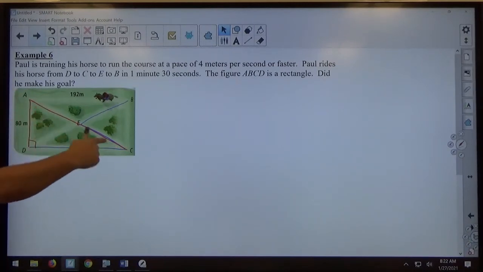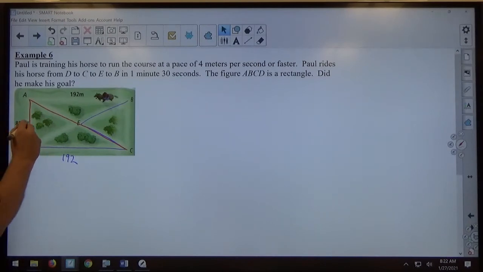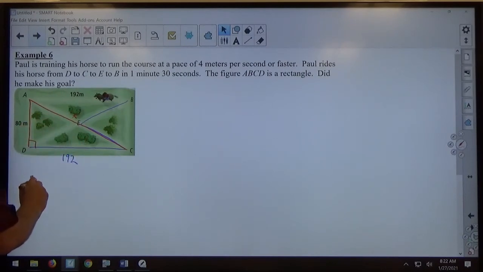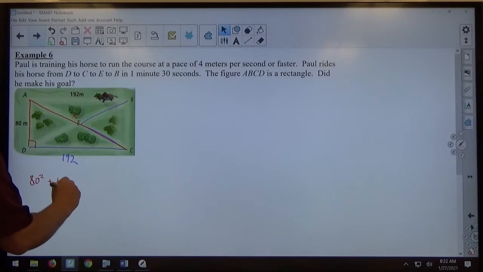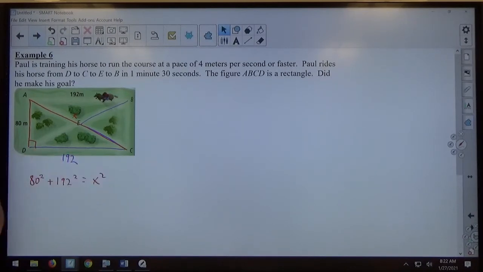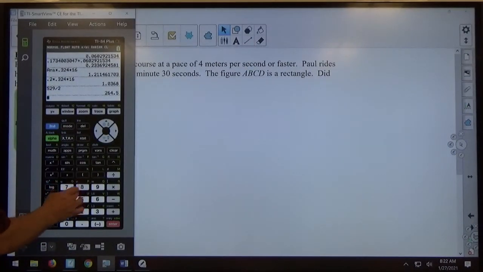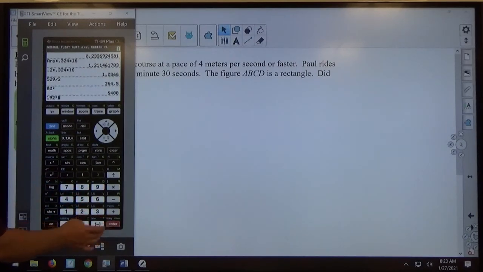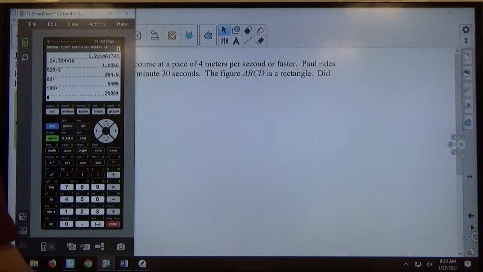So I'm able to find the length of AC here using the Pythagorean theorem, right? So let's just call the length of AC, we'll call it X. So I know that 80 squared plus 192 squared should equal X squared. The two legs, the two sides that make the right angle, squared and added together, equal the hypotenuse squared. 80 squared and 192 squared are rather large, so let's just get those in the calculator. So 80 squared and 192 squared, 6,400 and 36,864.